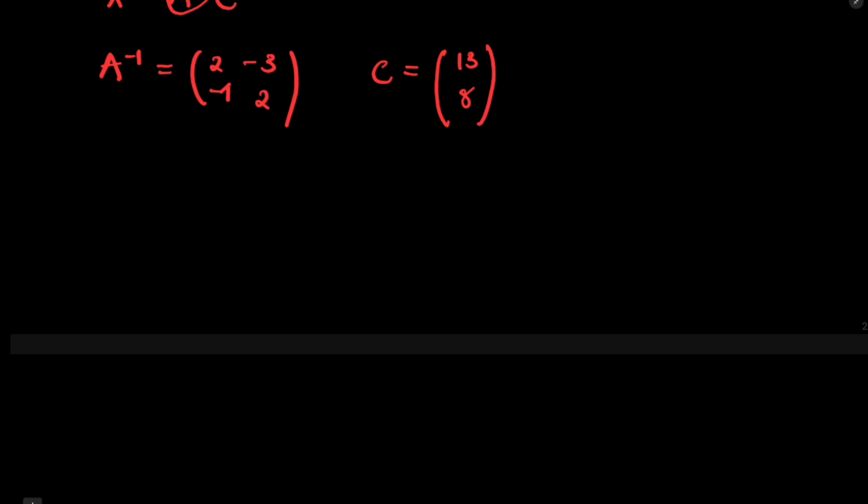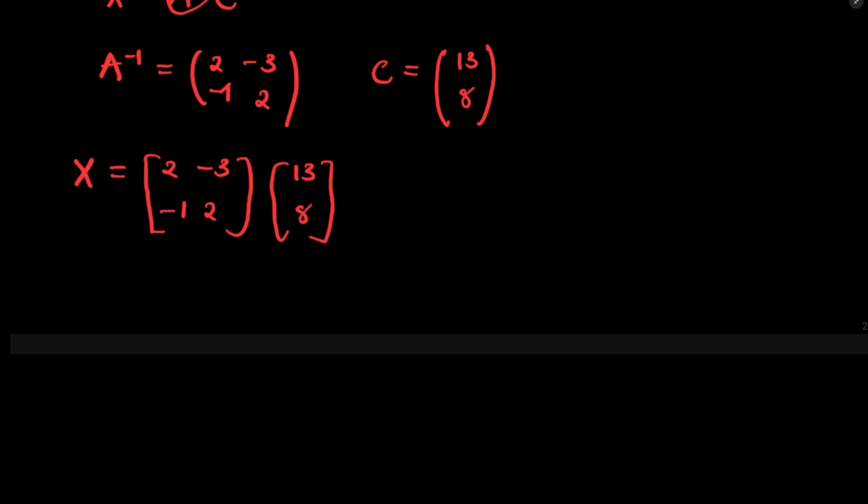Okay. So now X is equal to, we need to multiply these two matrices. Minus 1, 2 times 13 and 8. So let's see, since we are to multiply, we need to see what our product will give us. What is the order of the matrix of our product?